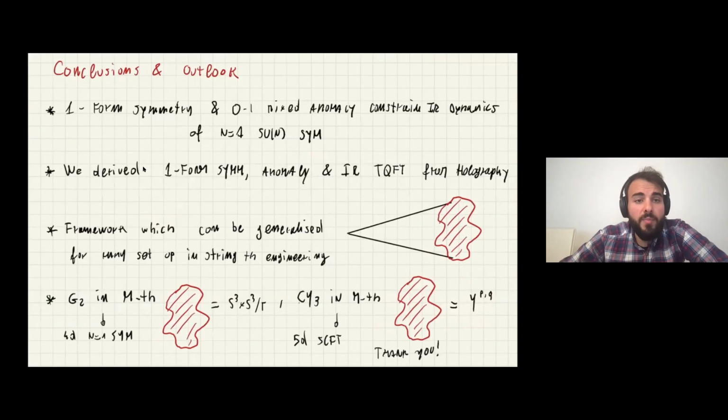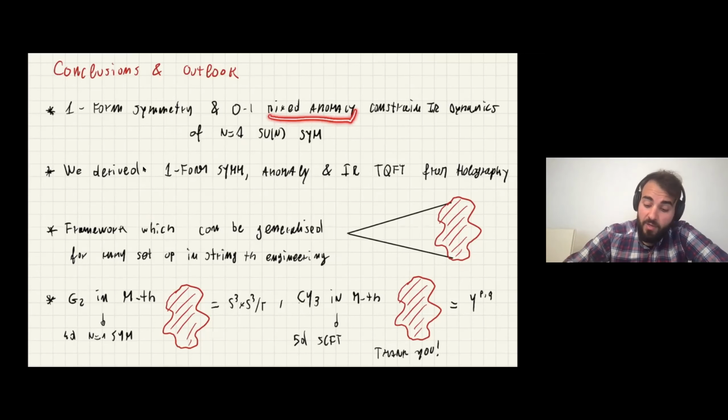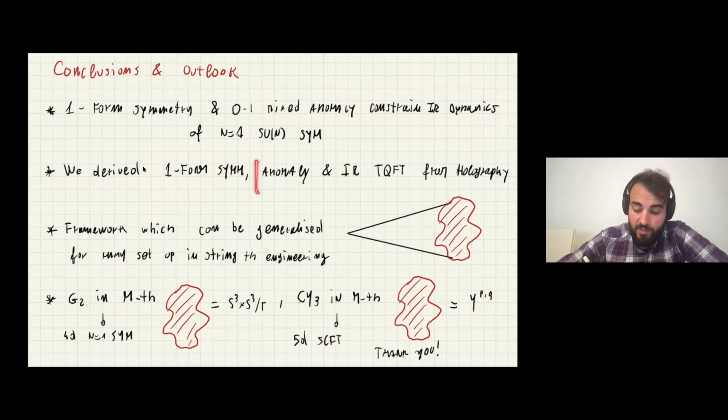Okay, so let me conclude by saying that the 1-form symmetry, and in particular the relation between the 0-form symmetry, the Z2M symmetry, and chiral symmetry breaking, and the mixed anomaly between the Z2M 0-form symmetry and the ZM 1-form symmetry, constrain the IR dynamics of the N=1 super Yang-Mills theories. Moreover, we derive the 1-form symmetry. We also derive the anomaly, which constrains the IR dynamics. And in particular, we finally derive the TQFT, which describes the infrared dynamics of this theory.